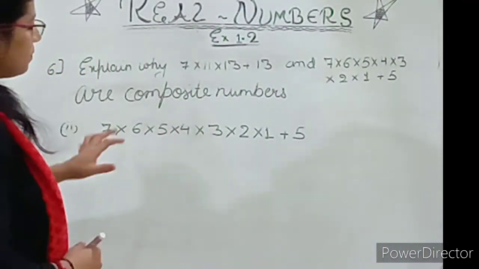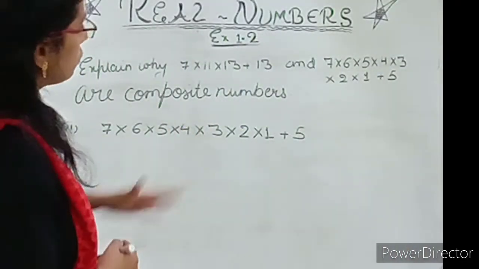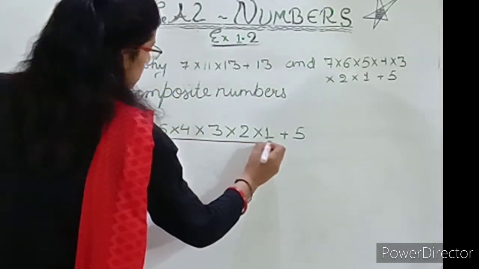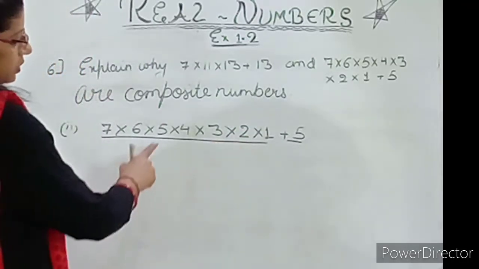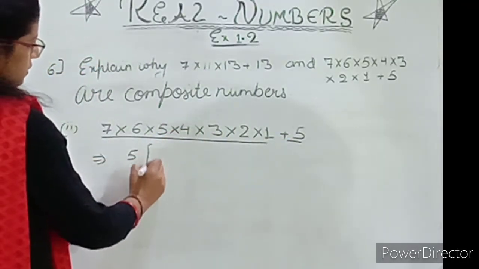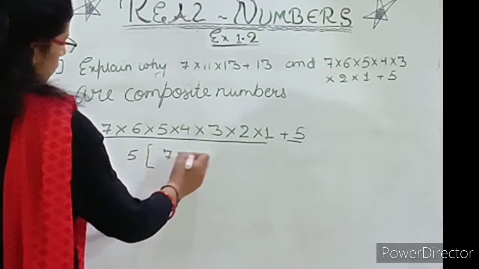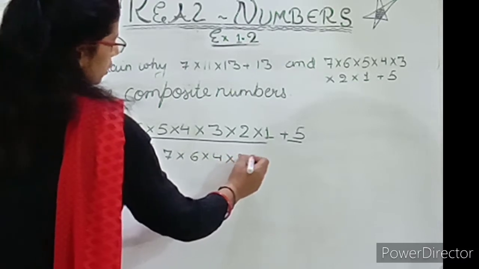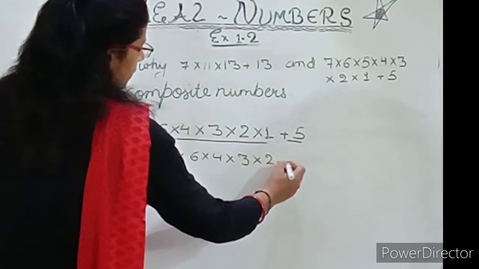Now the sixth question, the second part. There are 2 terms. One term is this and one term is this. What should be common? 5 is here also, 5 is here also. Take 5 common. So what is left inside? 7 into 6 into 4 into 3 into 2 into 1 plus 1.